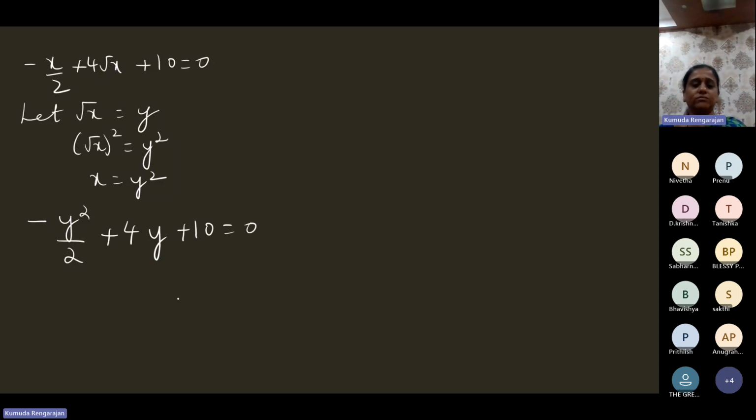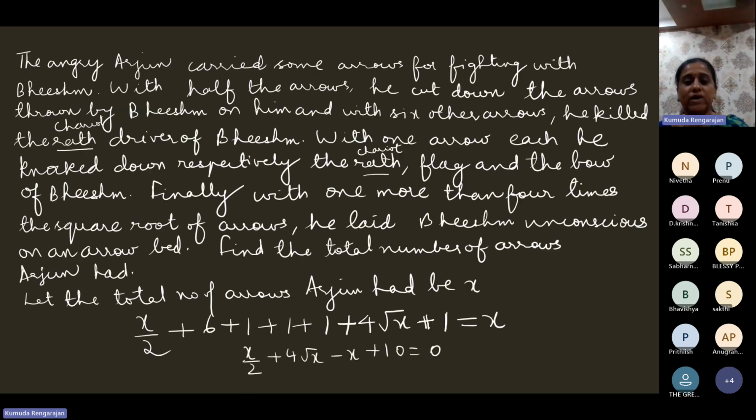So take the LCM, cross multiply, and find the value of y. But we have to find the number of arrows Arjun had, which is x. So you should find y and then you should find x. Please complete. Take a screenshot, children. If you have not taken the question fully, please take a screenshot. I need to present the next slide.